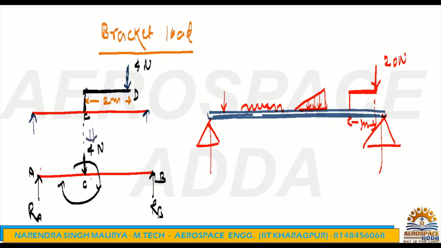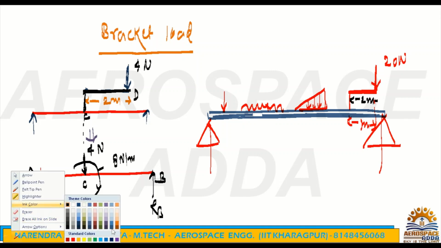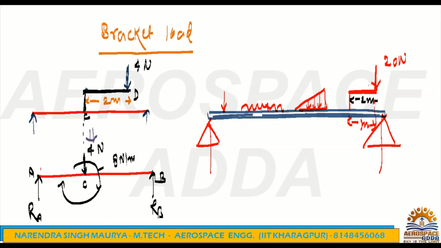Okay, and that magnitude is nothing but 2 into 4, 8 Newton meter. It's very easy. Now if I want to show you this, suppose this is 2 meter, just for example. So I want to show the load, then what will be the load here? Obviously the 20 Newton load you can shift here, no doubt. Now you have shifted here, this is 20 Newton, but this 20 Newton will give the moment also at this point, and this is nothing but 20 into 2, which is nothing but 40 Newton.